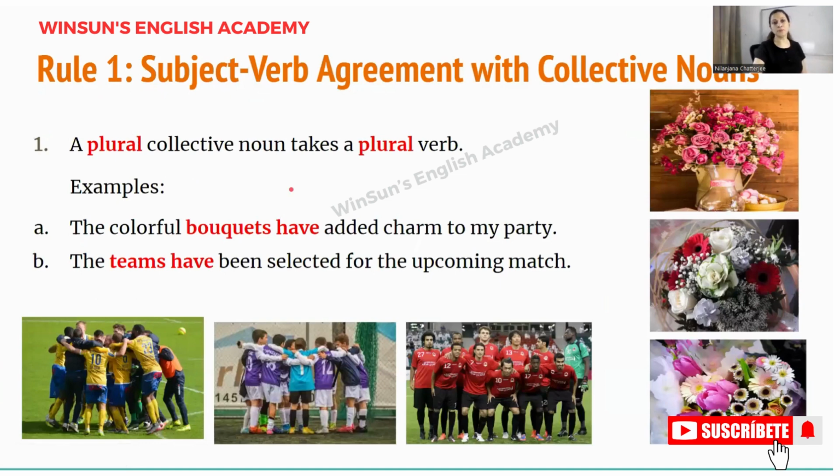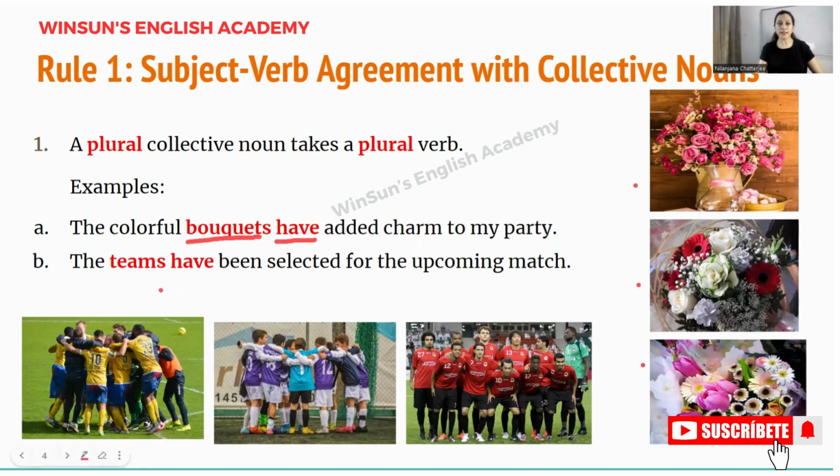The first one: a plural collective noun takes a plural verb. Now, as we know, bouquet is a singular collective noun, but when we have different bouquets, how many do you see here? 1, 2, 3. So it becomes a plural collective noun, not plural noun, plural collective noun. Why? Because bouquet is one collective noun. Here we have 3 bouquets. So it becomes a plural collective noun, and that is why it will take a plural verb. The colorful bouquets have added charm to my party. Have, plural, not has.